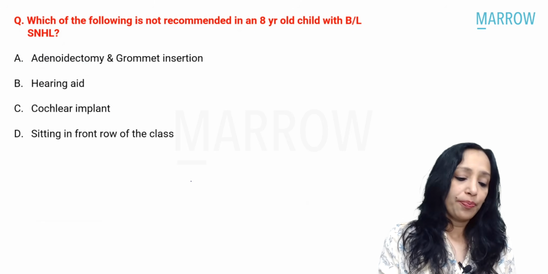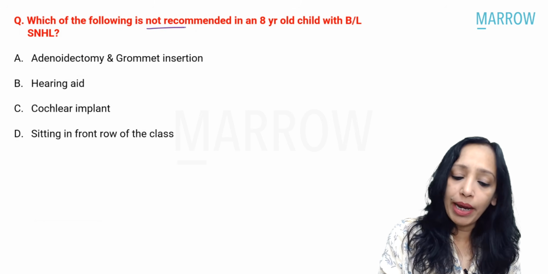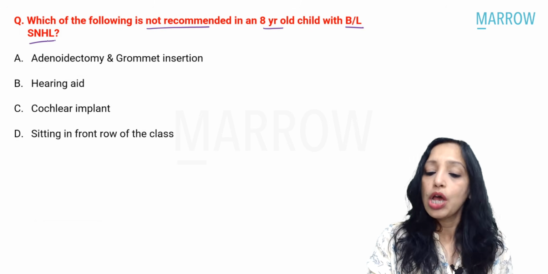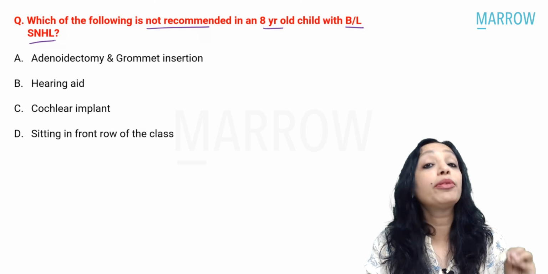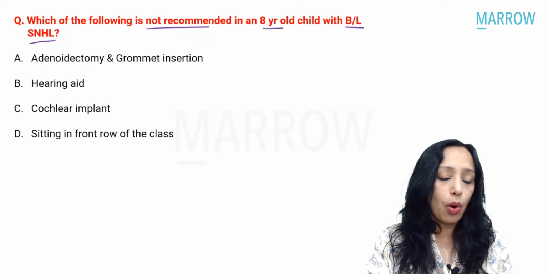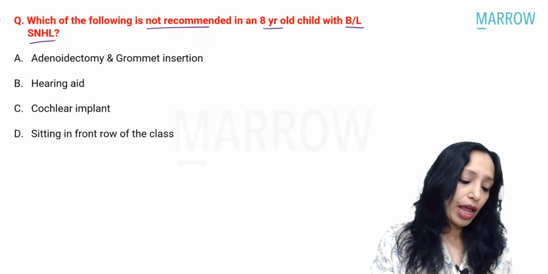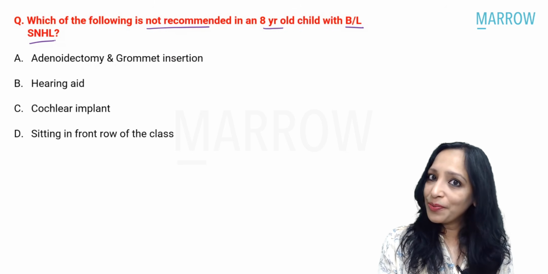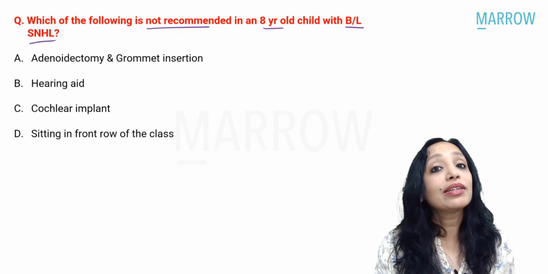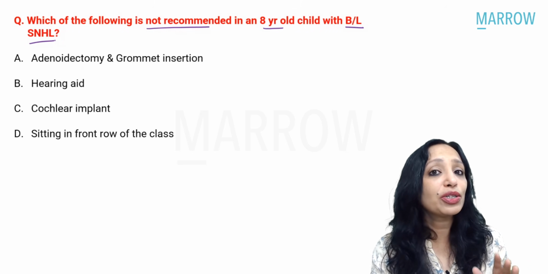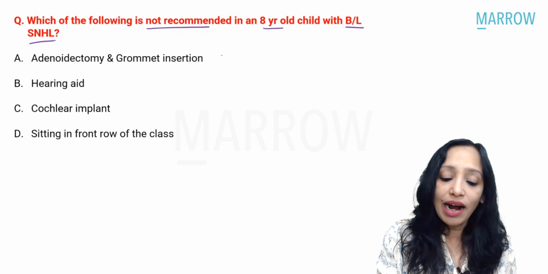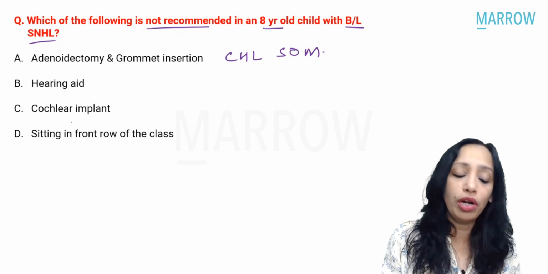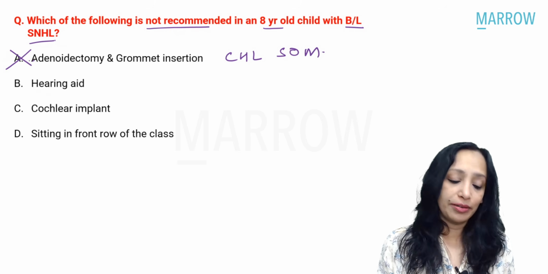So coming to the next question: which of the following is not recommended in an 8-year-old child with bilateral sensorineural hearing loss? What are we not going to do for this child? The first choice, adenoidectomy and grommet insertion. Do we do it here? We just saw that adenoidectomy and grommet is done for serous otitis media, and serous otitis media will lead to what hearing loss? Conductive hearing loss. So no, in bilateral sensorineural hearing loss, it will not be done.